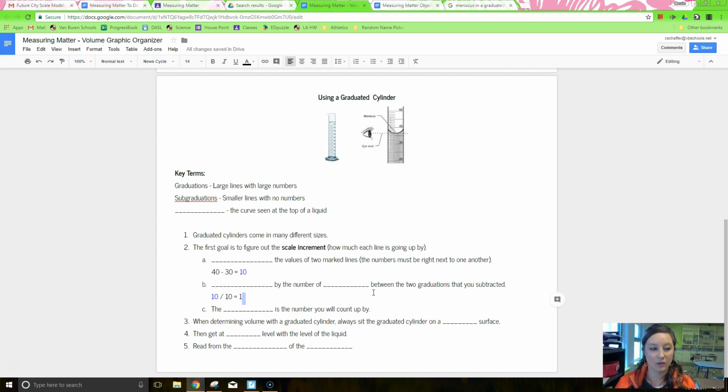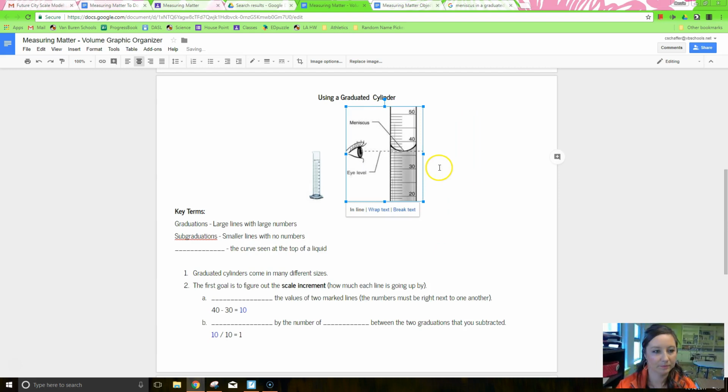The first thing that you want to do is choose 2 graduations, and it can be anywhere on the graduated cylinder. It can be up at the top, it can be down in the middle. So I'm actually going to look right here in this one, and I know it's so hard to see. This is actually the 40, and then my next one that's right next to it is 30. And so I tried to give you a picture right up here. Let me make it a little bit larger. You can see here there's 40 and there's 30.